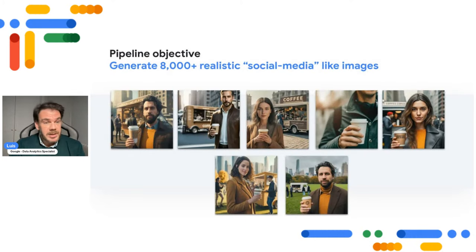So the objective of the pipeline is, as I said, to generate more than 8,000 images that can easily accompany a social media post. Here you can see some of the results that we got back after running the process. You can see the results are pretty good. The images look realistic. You can easily find that in whatever social media you prefer.